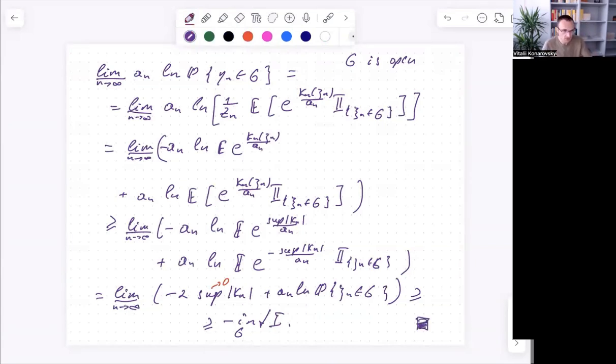So today we discussed that in some cases, when one family is sufficiently close to another family, or if you make a change of density in such a way that this density doesn't grow exponentially fast, then you will have the same large deviation principle. The large deviation principle is not changing.